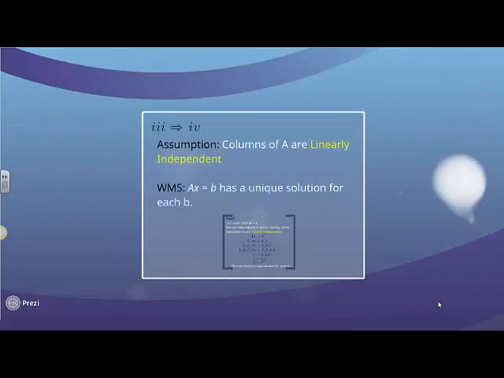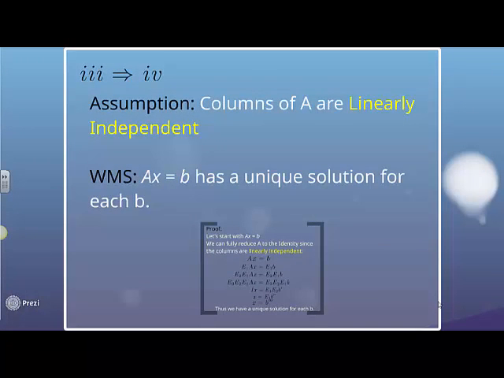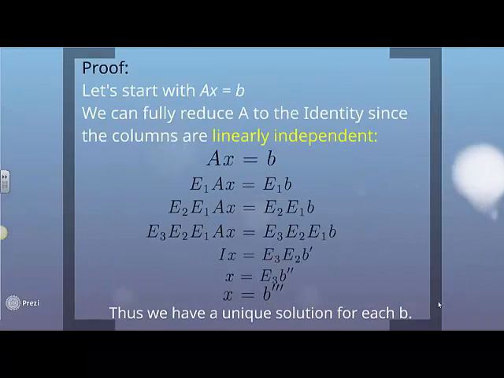Move on to the next one, 3 to 4. We're going to assume that the columns of A are linearly independent, and we must show that our matrix equation AX equals B has a unique solution for each B. So I just showed you in the first one, from 1 to 2, that we can row reduce our matrix A to the identity. That's the same thing as saying that the columns of A span and are linearly independent, because there's a leading 1 in each row and each column. That really comes back to the key fact that our matrix is square.